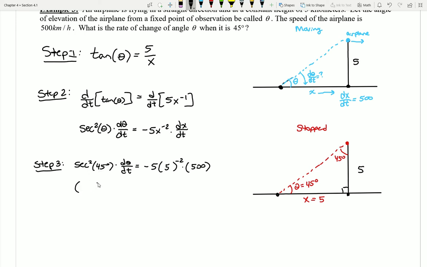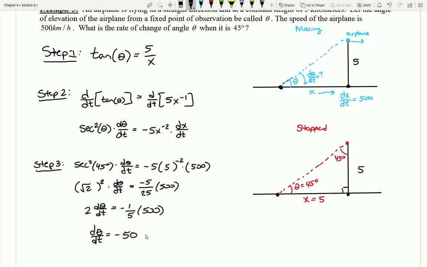Now, I can go ahead and start to compute some things with this. I can see here that the secant of 45 degrees, I should be able to calculate that as the square root of 2, and notice I am going to need to square that, since I do have secant squared. On the other side here, notice I'm going to get minus 5, over 5 squared, or over 25, and then times 500. So over here I'm going to end up with 2 dθ/dt, and I'm going to have negative 1/5 times 500. Notice that side's going to then turn into just negative 100, and when I divide by the value of 2, I'm going to end up with negative 50.